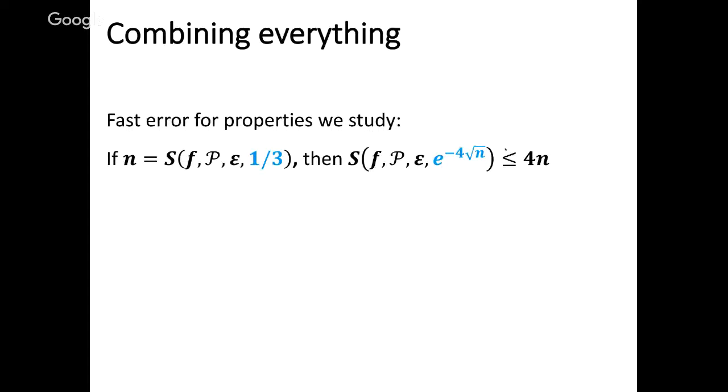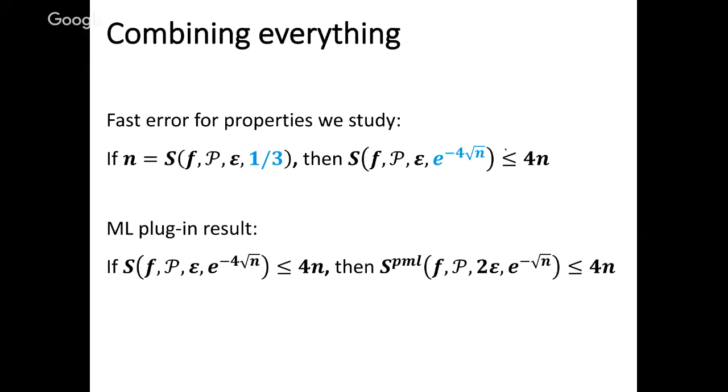So now we can combine all the results. There are two technical parts that we prove in the paper. The first is the following: for all the properties that we have considered in this paper, like entropy, support size, and so on, the error probability drops down from 1/3 to e to the minus 4 square root n. It could be n to the 0.8, but I've written 4 square root n for simplicity. If the sample complexity to estimate f up to accuracy epsilon and probability of error 1/3 is n, then with 4n samples, you can estimate f up to additive epsilon with error probability that goes down as e to the minus 4 square root n.